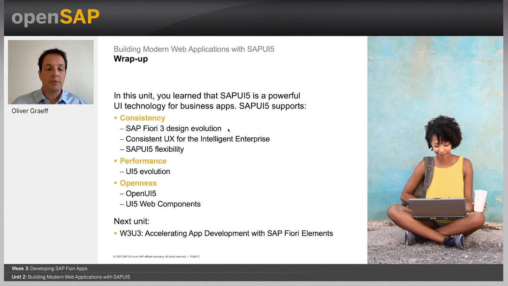So let me wrap up this unit. You learned that SAP UI5 is a powerful UI technology for business apps. SAP UI5 supports consistency with the Fiori 3 design. It supports performance with the UI5 Evolution project. And it supports openness with OpenUI5 and the UI5 web components.